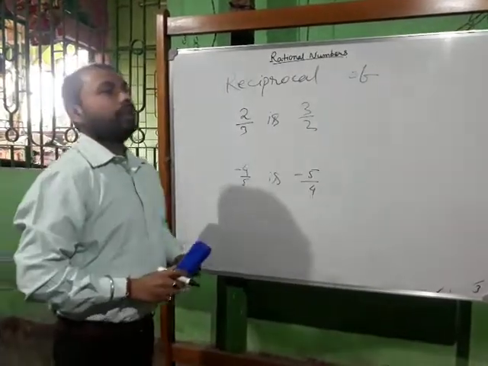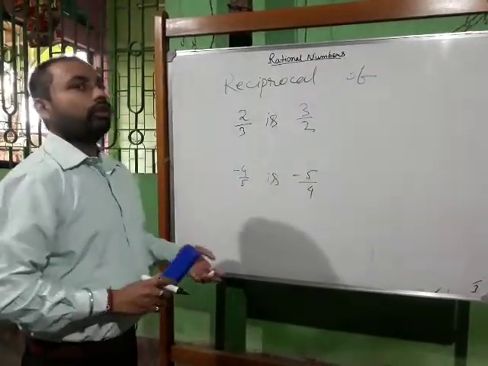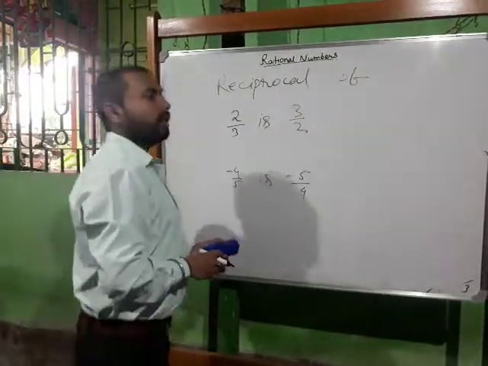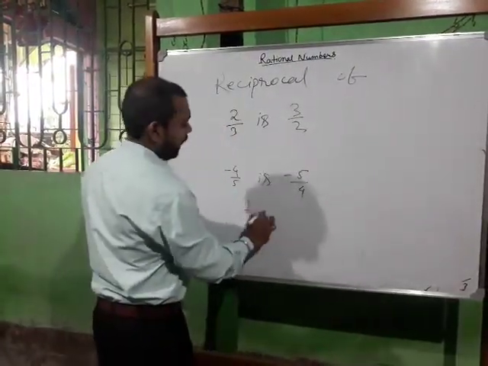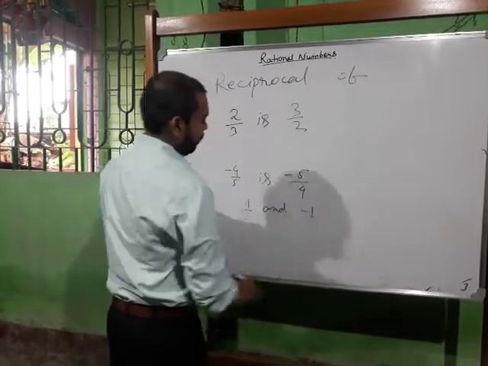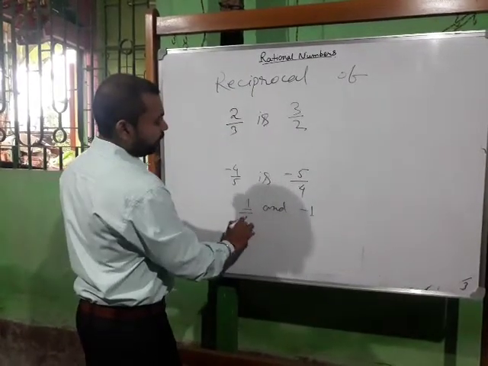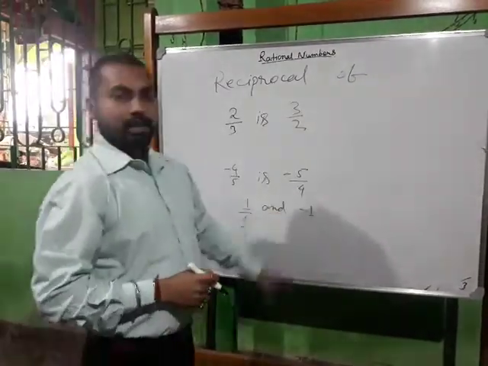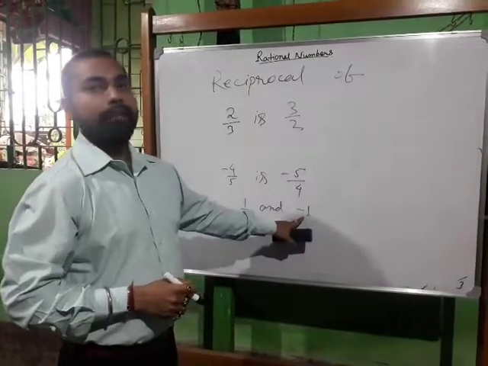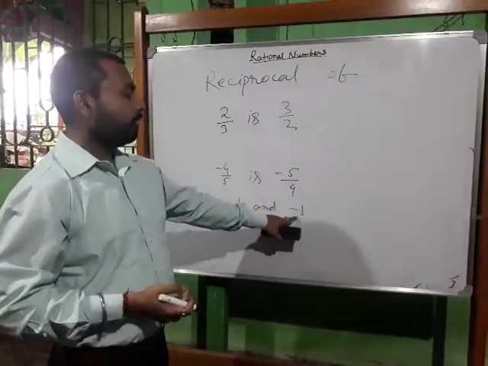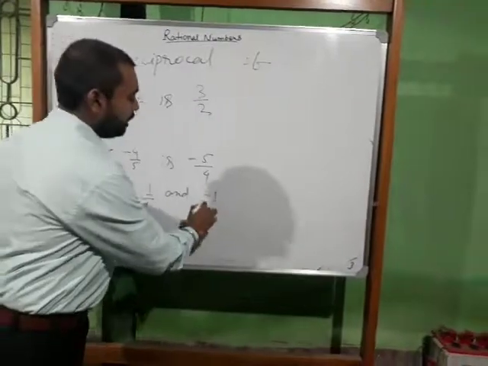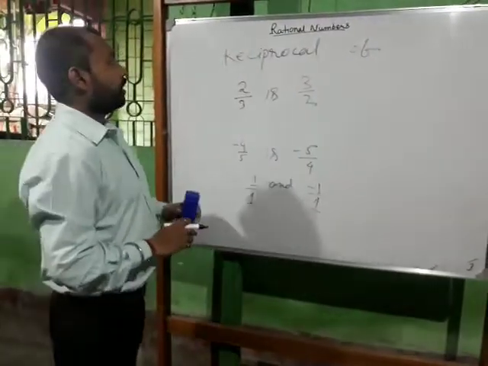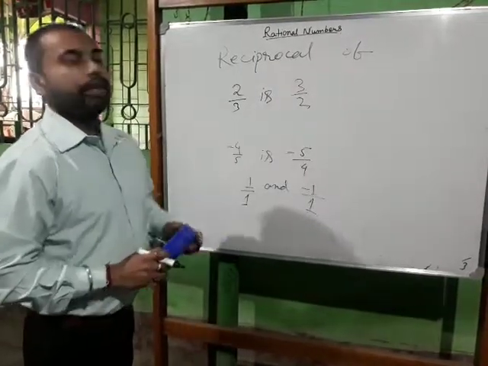Okay, if I asked you, can you tell me a rational number whose reciprocal will be the same? So the answer is 1 and minus 1, because we can write 1 by 1, and the reciprocal of 1 by 1 is 1 by 1 itself. Minus 1, the reciprocal of minus 1 will be again minus 1, because we can write minus 1 as minus 1 by 1, and the reciprocal of minus 1 by 1 will be minus 1 by 1 only. Okay, so this is our theory part.